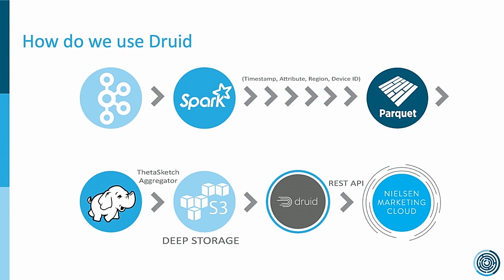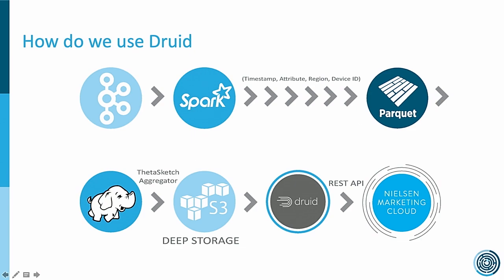Let's see how we use Druid in production. So Yakir mentioned we have a central Kafka on AWS, and from there we have Spark applications doing basic transformations, and from the raw events, we get tuples of timestamp, attribute, region, which is, in our example, a country, and the device ID, and those are written to S3 in the format of Parquet files.